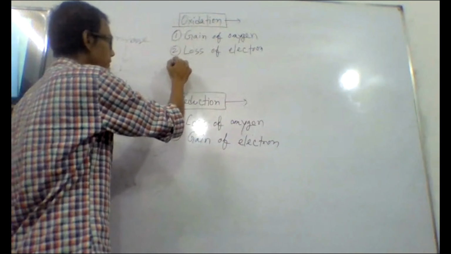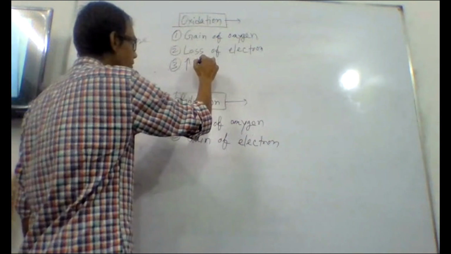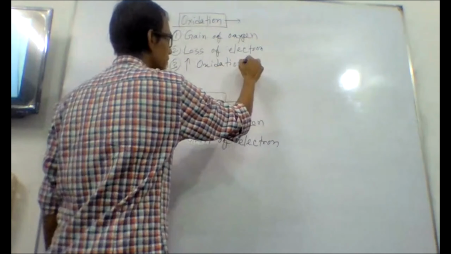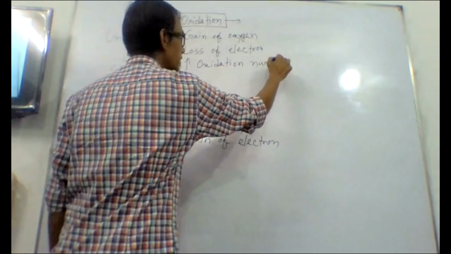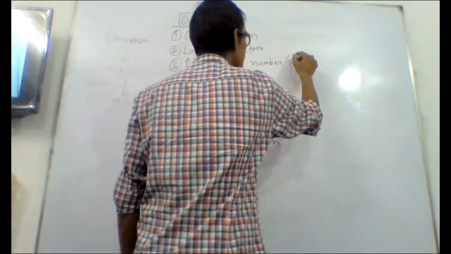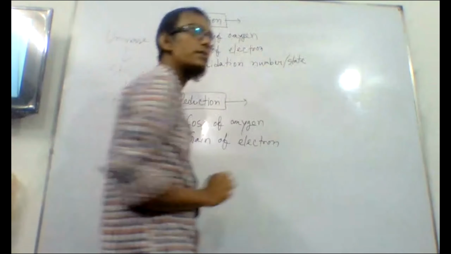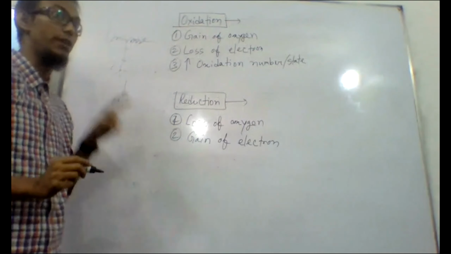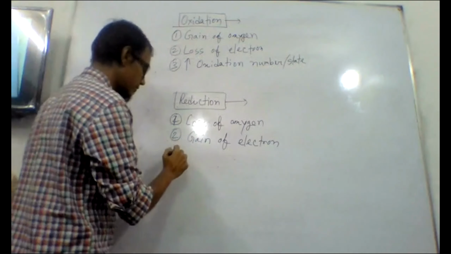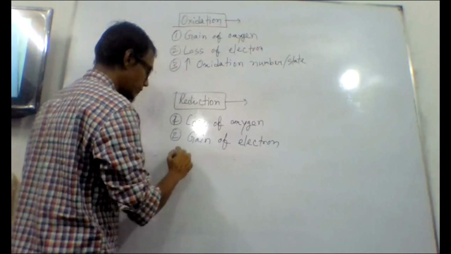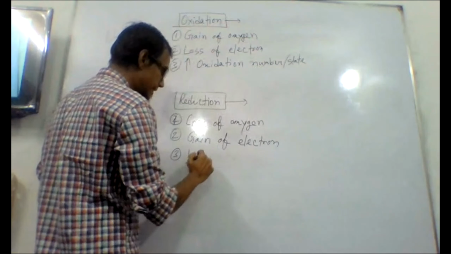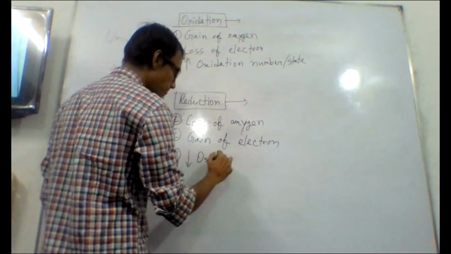Number three, increase in oxidation number is oxidation. Sometimes we say oxidation state: increase in oxidation state or oxidation number is oxidation. I will explain everything, just try to understand first. Number three, increase in oxidation number is oxidation, and the opposite, decrease in oxidation number, is reduction.